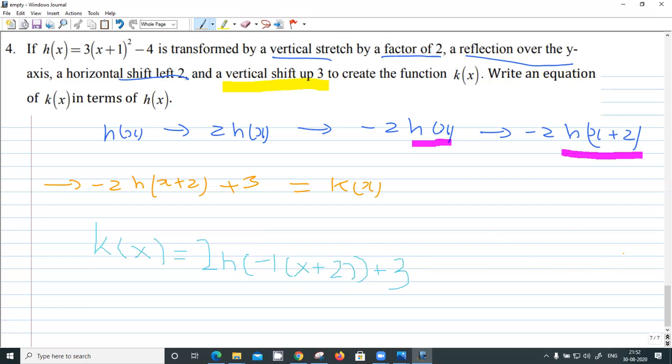I have a question. If it said vertical stretch by a factor of negative 2, does that still mean it's getting bigger? Hold on.